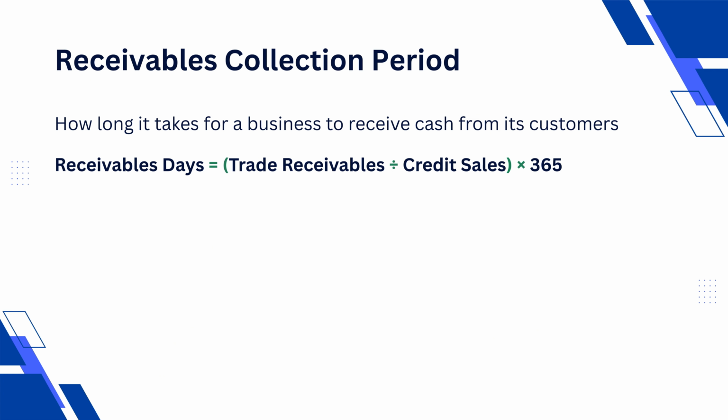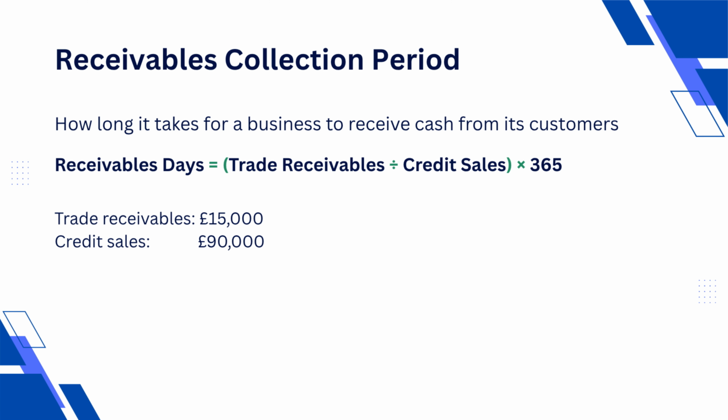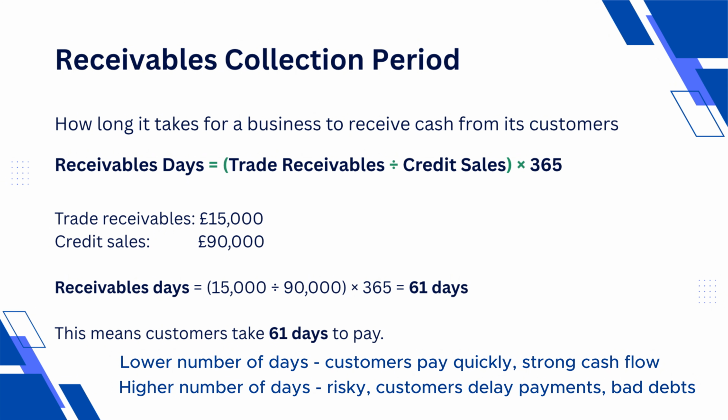Let's say a company has trade receivables of £15,000 and credit sales of £90,000. So, receivables days equals 15,000 divided by 90,000, multiplied by 365 days, equals 61 days. This means, on average, customers take 61 days to pay. Now the key part is interpretation. A lower number of days is good, meaning customers pay quickly and cash flow is strong. A higher number of days is risky, meaning customers delay payments, cash is tied up, and there may be possible bad debts.